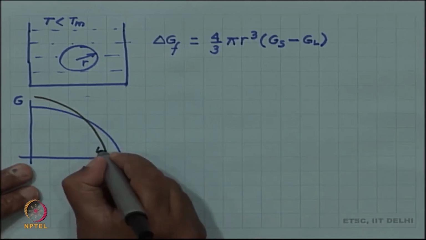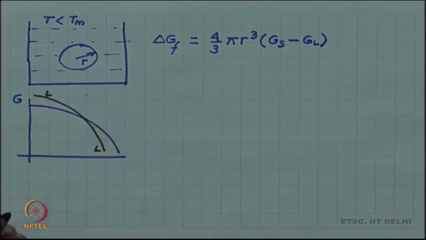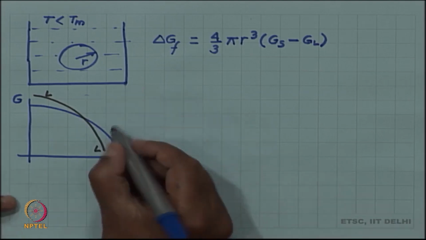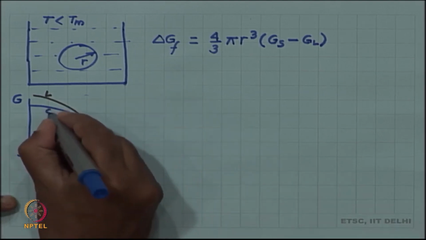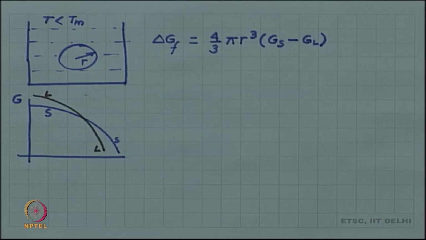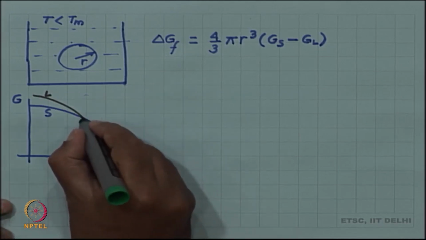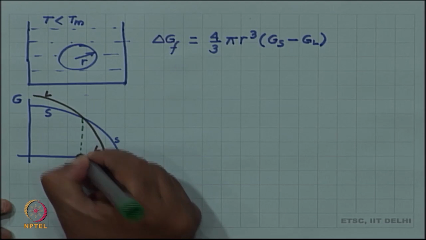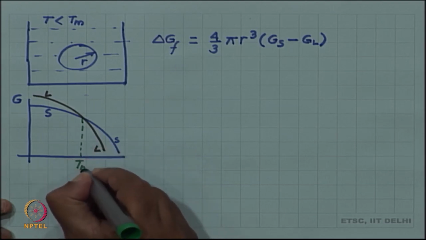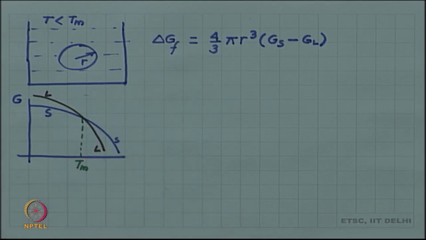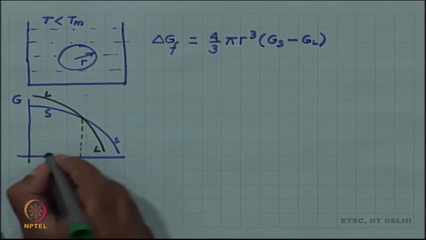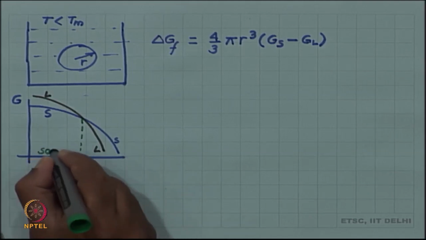So, this will be liquid and this will be solid. The intersection point defines the melting point, and below the melting point solid is the stable phase. So, solid is stable here.